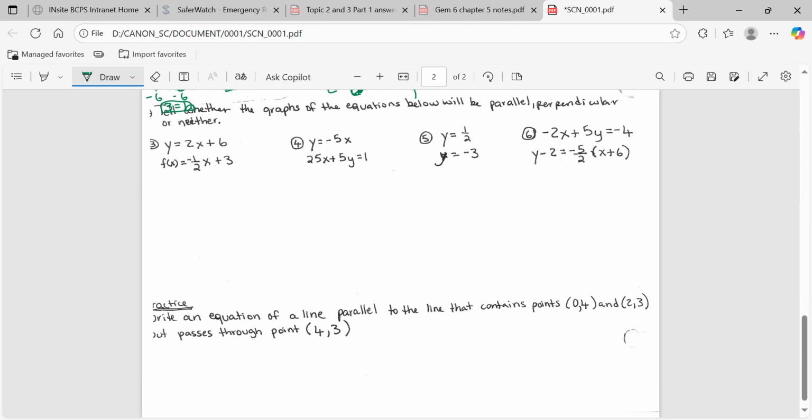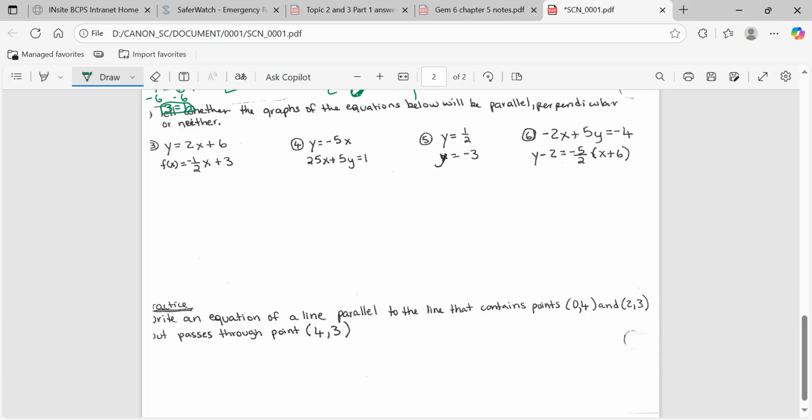All right, so we come on down and they want you to tell whether the graphs of the equations are parallel, perpendicular, or neither. So parallel, same slope; perpendicular, opposite reciprocal; or neither, it doesn't match. So I look at number 1, y is equal to mx plus b. I could tell the slope from that form. My slope is going to be 2.